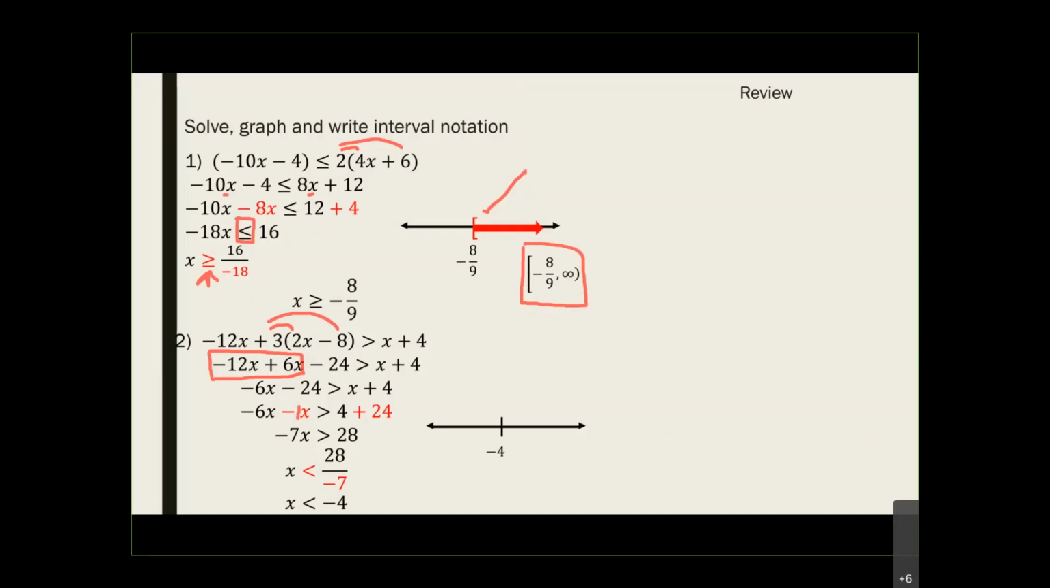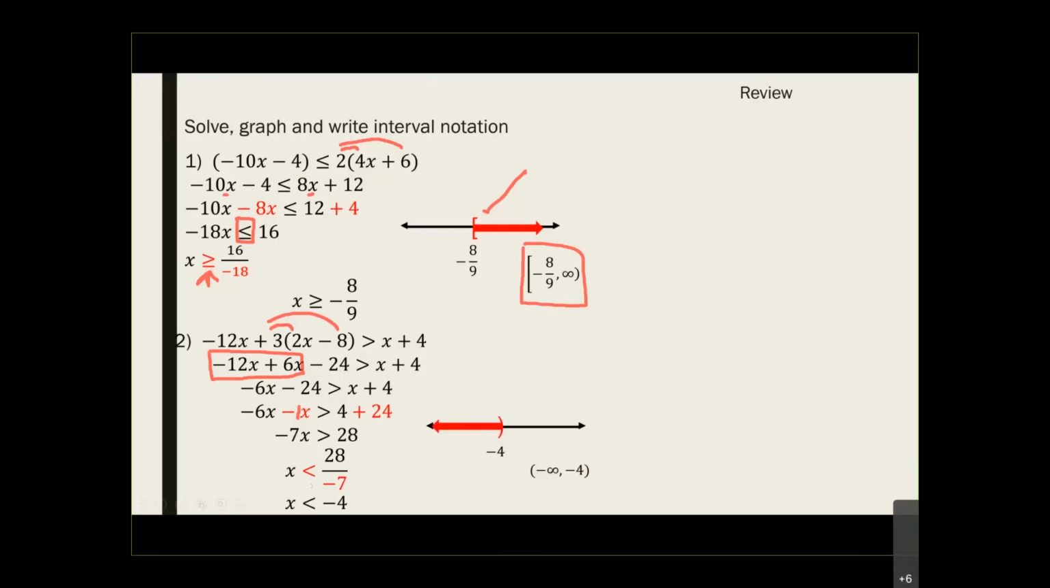Now, the only other thing you have to remember is, do you use a bracket or parenthesis? In this case, hopefully you say we're using a parenthesis. And do we shade to the left or to the right? It's pointed to the left, so we use the parenthesis and shade to the left. Reminder: the difference between a parenthesis and a bracket is that if there's an equal sign, if there's a line, we use a bracket.